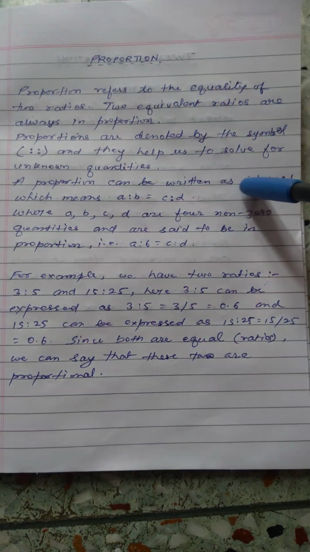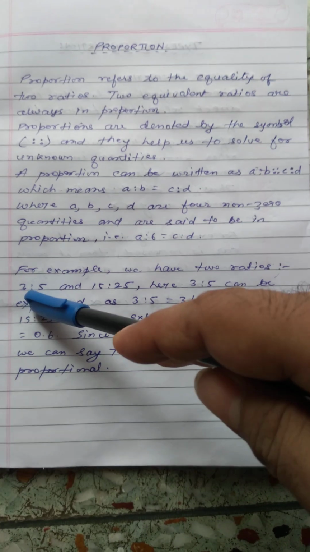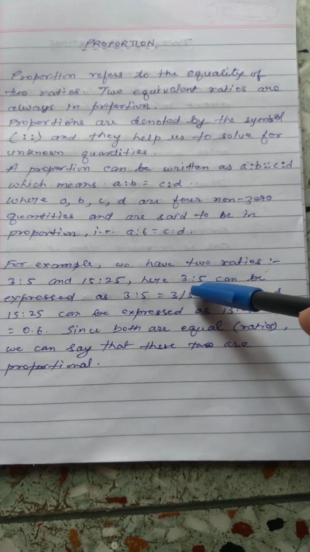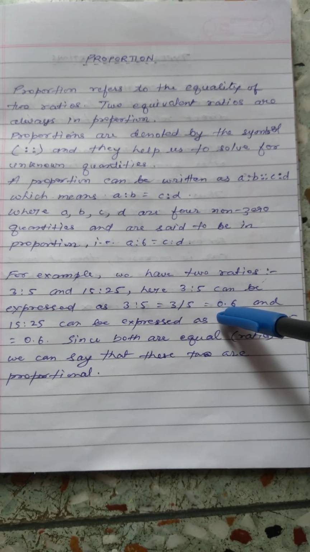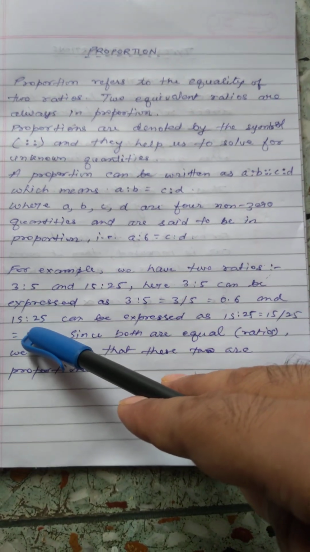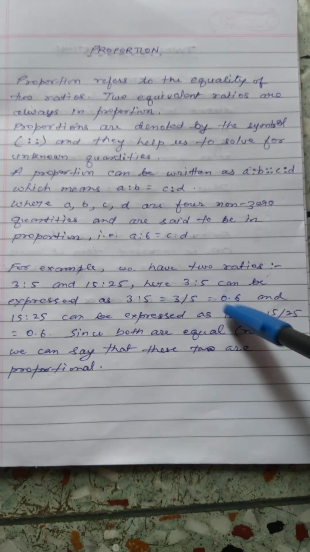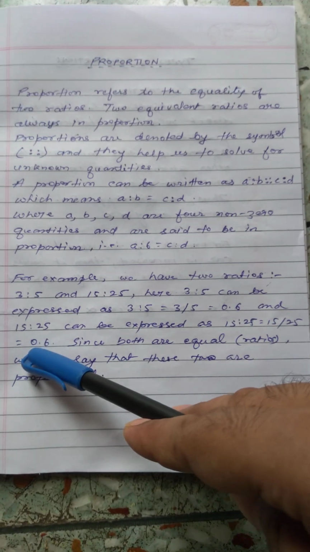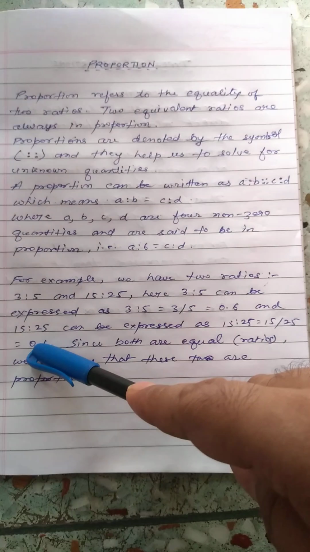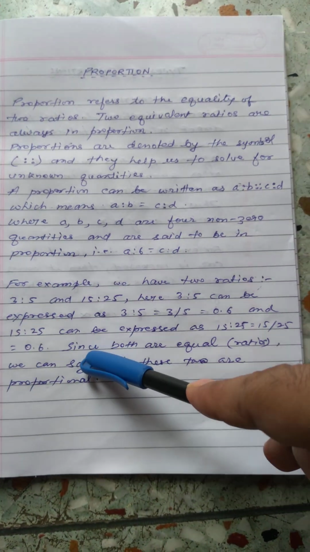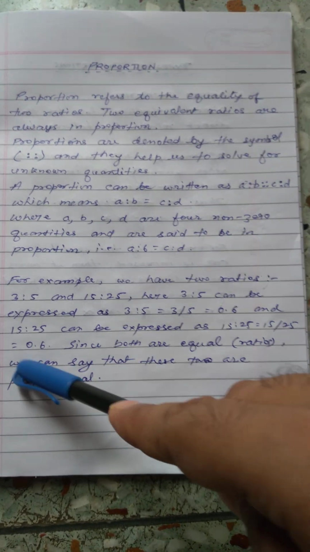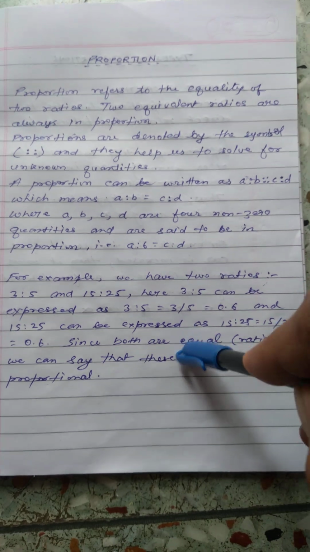For example, we have two ratios, 3 is to 5 and 15 is to 25. If we simplify 3 is to 5, we find the value 0.6, and if we simplify the 15 is to 25 ratio in fraction form, we find the value 0.6. Both values are the same, which denotes that the ratios are the same, and so we call the ratios in proportion.